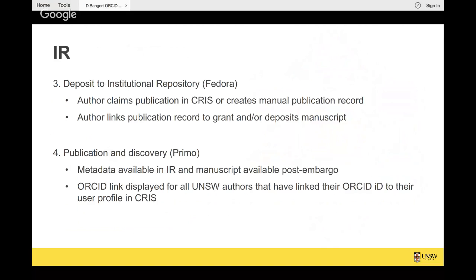Following deposit, the metadata is made available in the institutional repository, and it has a Primo discovery interface, and the manuscript is available post-embargo, that's if an embargo has been applied. Then for all authors that have linked their ORCID identifier to their user profile in the CRIS system, the identifier is displayed as a link in the Primo interface.